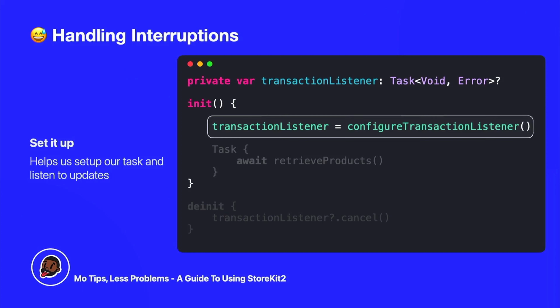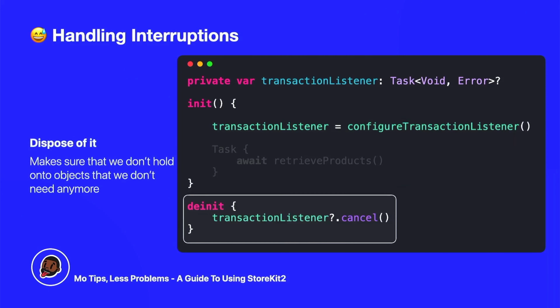And then finally, it's a good habit that if that object was ever deinitialized, we can just cancel the listener and get rid of it. So now we have our code set up for listening to these updates. But how do we actually test it out? Because we've written a load of code, but we've not actually tested out the interruptions journey.